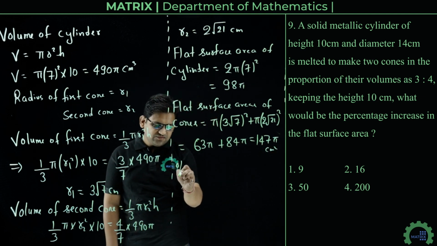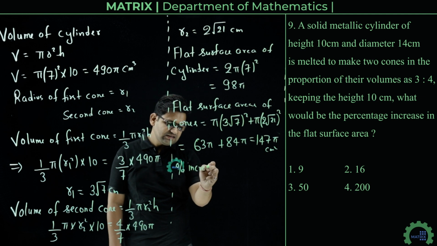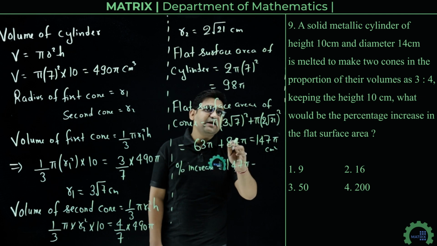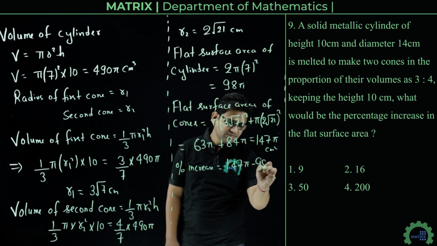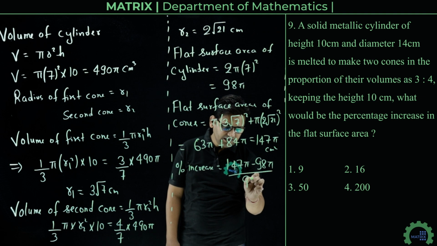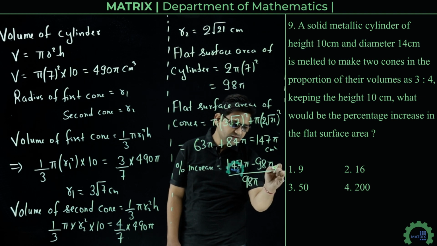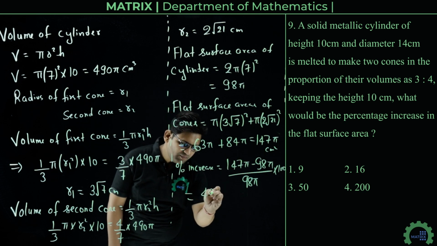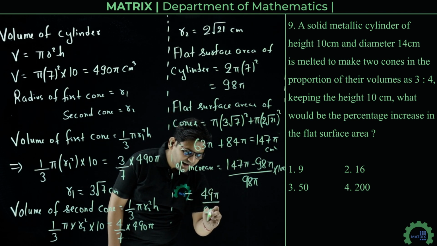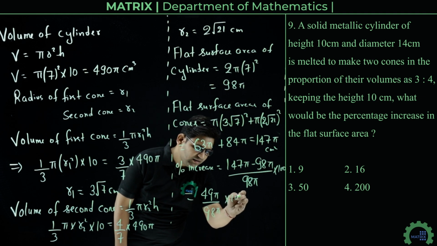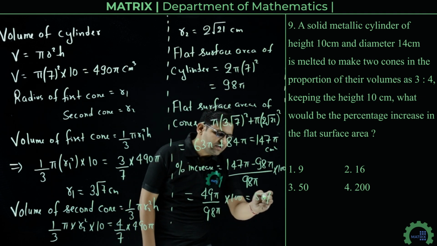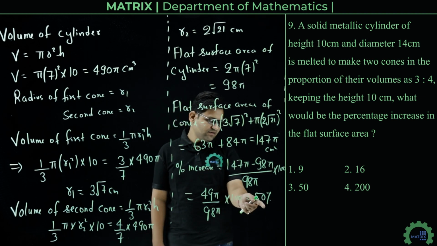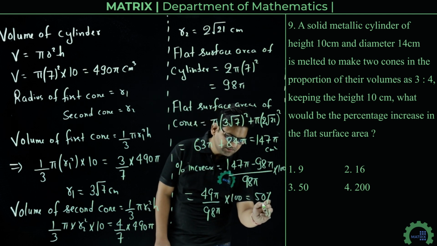So percentage increase will be (147 pi minus 98 pi) divided by 98 pi into 100. So finally we get 49 pi divided by 98 pi multiplied by 100, that is 50%. So there is 50% increase in the flat surface area of the cylinder. So option number 3 is the correct answer.